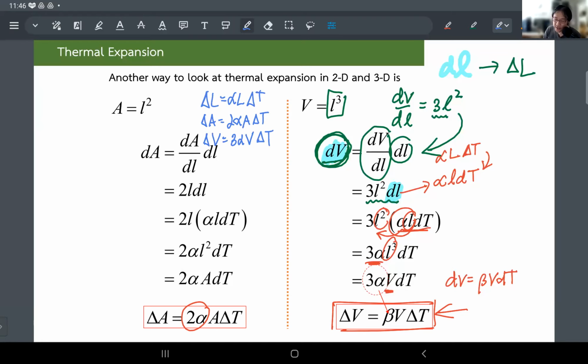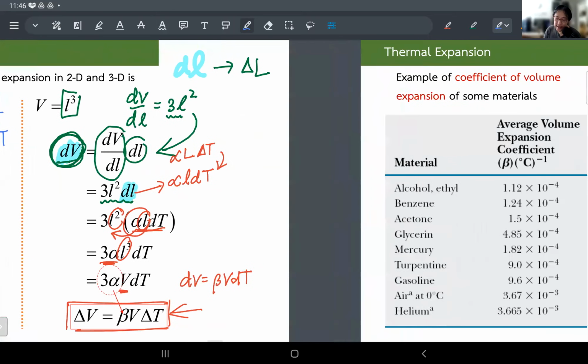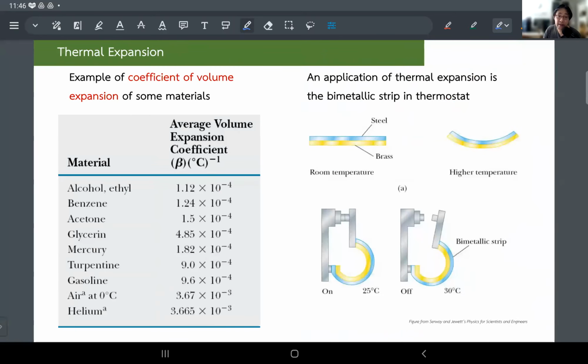All right, guys. So with that, there is a table for the coefficient of volume expansion for you. Because we know that mostly the volume change works well with liquid or gas, this table lists the substances in gas and liquid phase. In the solid phase, we can multiply alpha by 3 to get the beta. So that's what it is.